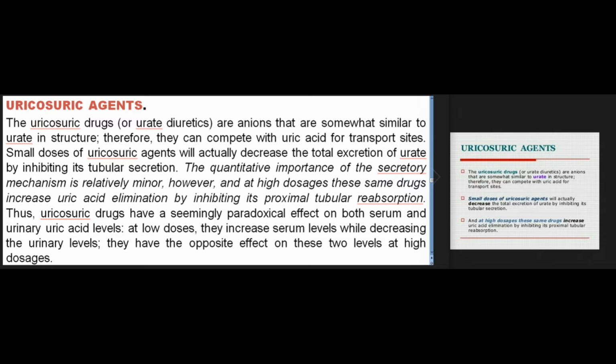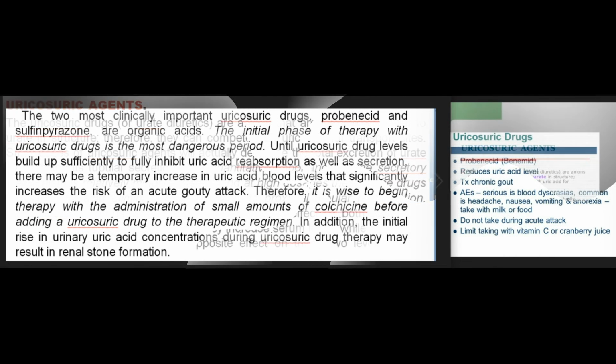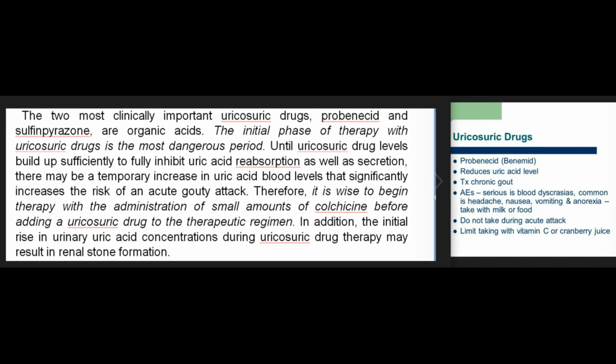Thus, uricosuric drugs have a seemingly paradoxical effect on both serum and urinary uric acid levels. At low doses, they increase serum levels while decreasing the urinary levels. They have the opposite effect on these two levels at high dosages. The two most clinically important uricosuric drugs, probenecid and sulfinpyrazone, are organic acids.